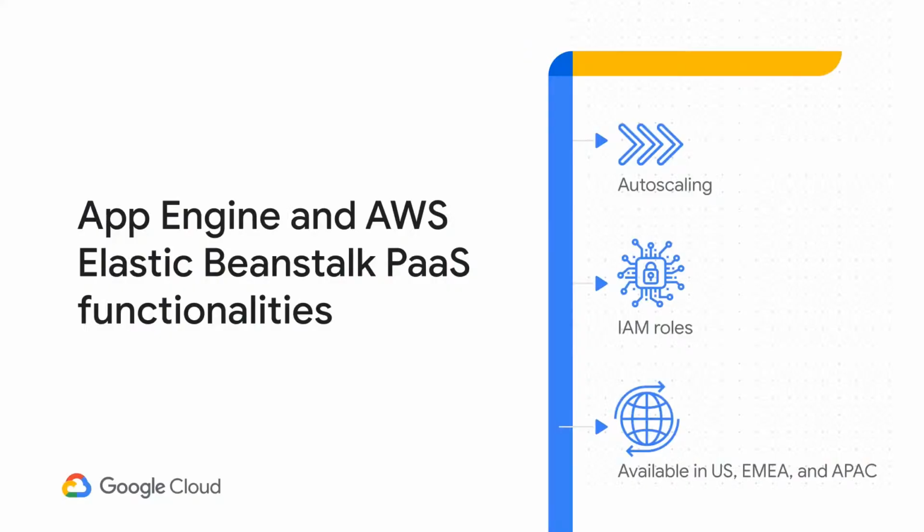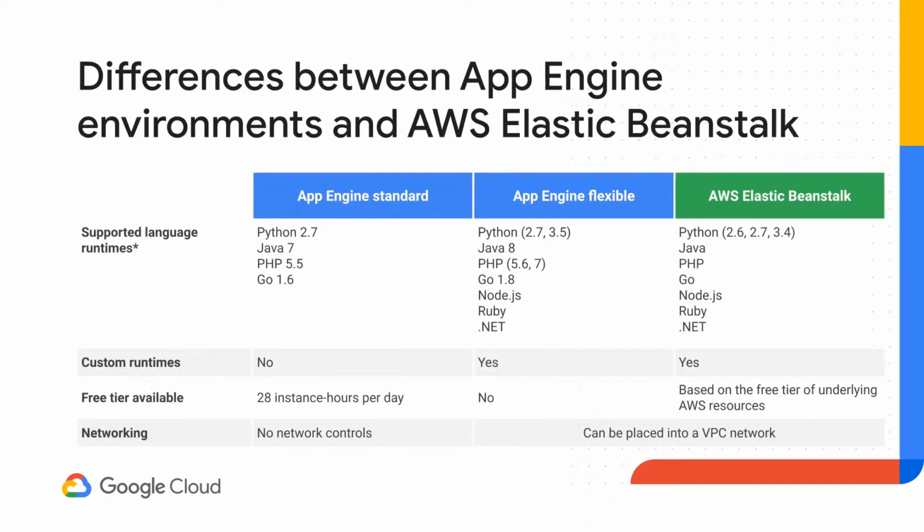App Engine Standard, App Engine Flexible, and AWS Elastic Beanstalk offer similar PaaS functionalities. All three can use autoscaling as a way of leveraging the resources as needed. All three can also be secured using IAM roles and are available in the US, Europe, Middle East, Africa, and Asia Pacific territories. Let's have a look at how certain features differ between the two App Engine environments as well as Elastic Beanstalk.